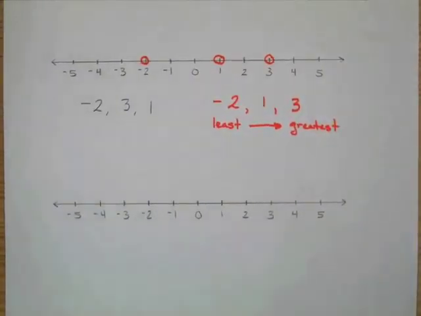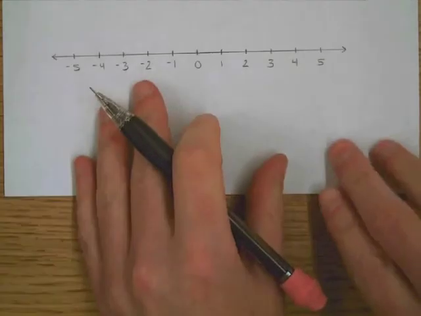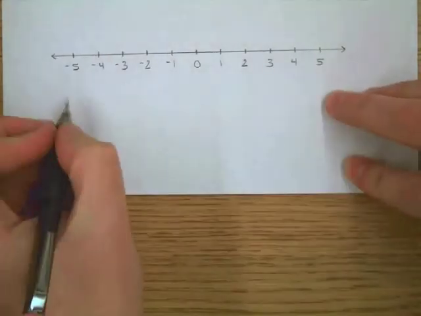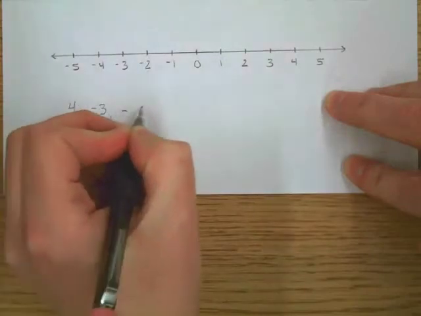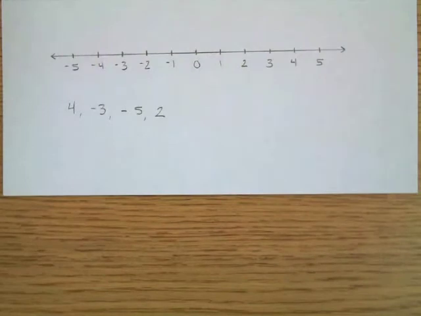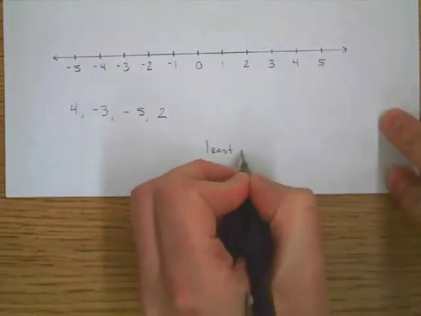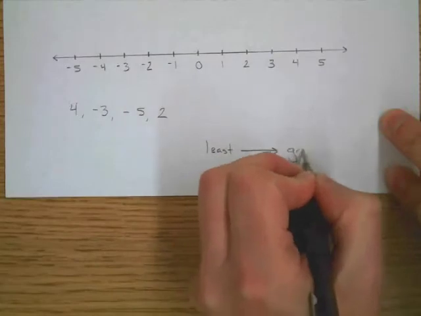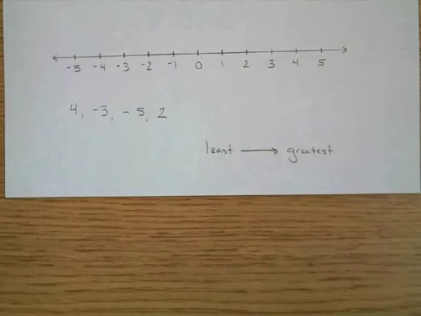Let's take a look at one more example here. Let's take a look at these numbers. Let's say we have 4, -3, -5, and 2. And we want to put these in order from least to greatest. So we're going to look at these on our number line again.